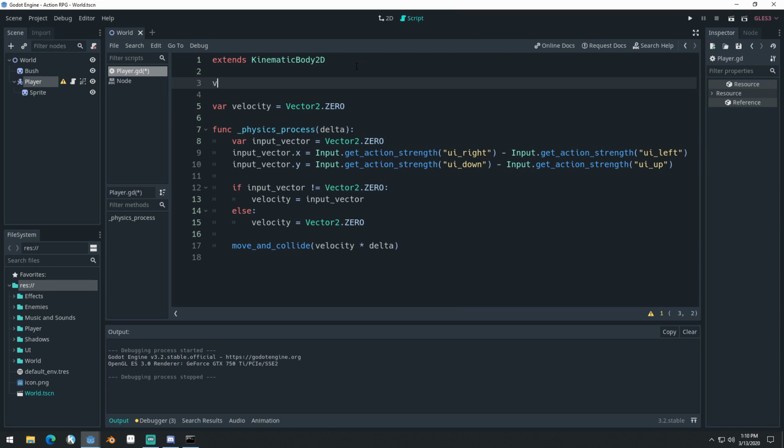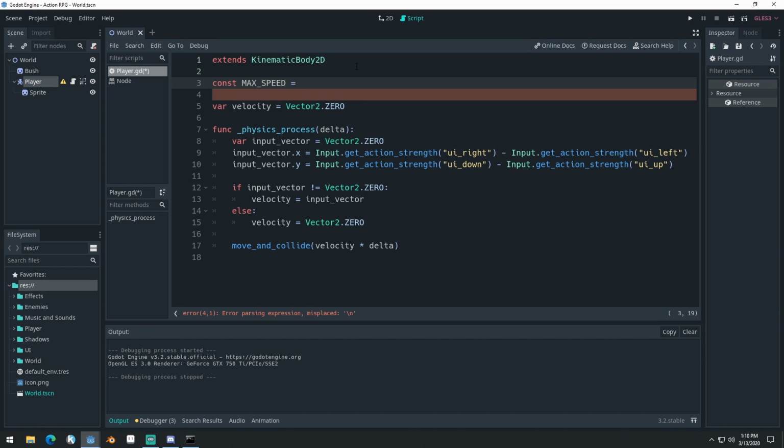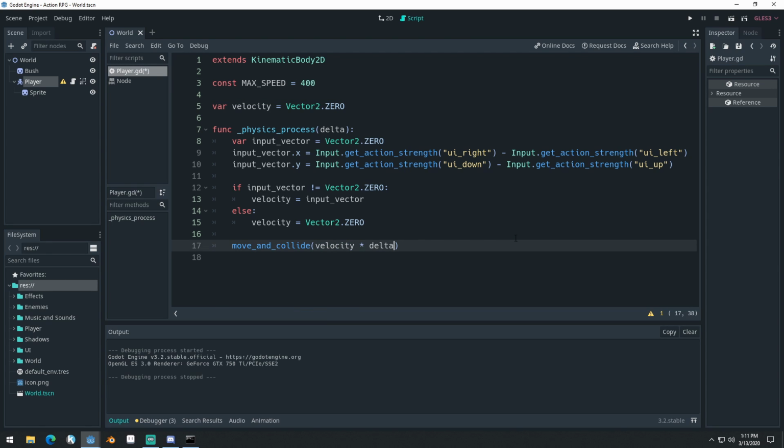We're going to create a variable up here. We'll just call this a constant for now, called max speed. A constant is a variable that doesn't change. It never changes in code. We'll set this equal to, let's try 400, right? And then we multiply our velocity by delta and by our max speed.